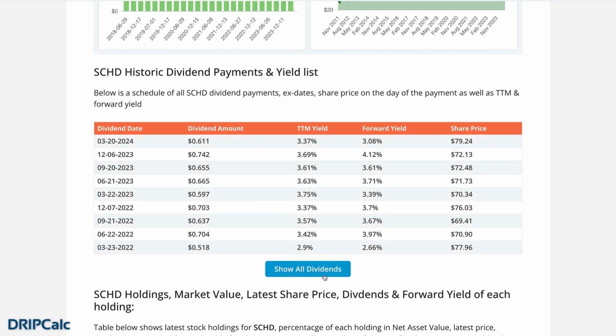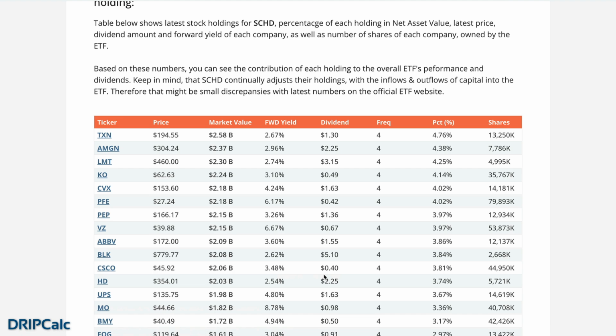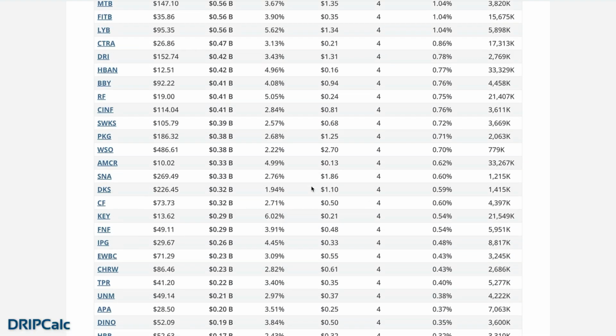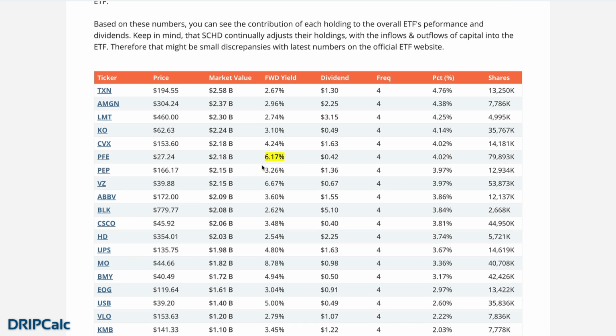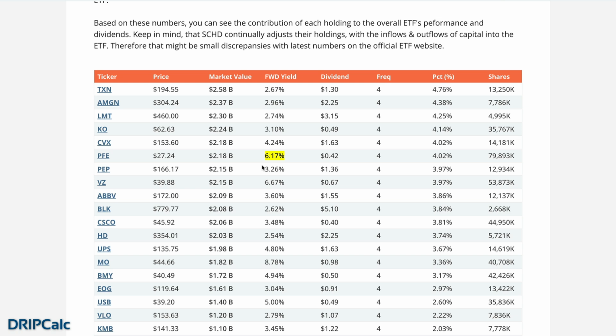Also, now you can see the whole list of holdings over here, and we have the percentage of the fund that each stock holds, their dividend, the yield, and whatnot. So PFE, Pfizer, is actually a holding in the SCHD, and it's paying 6%, which is pretty massive. Now their share price is not doing so well, that's why the yield is high. But they have Pepsi, they have Verizon, also high yielding, and the stock actually has been doing better.